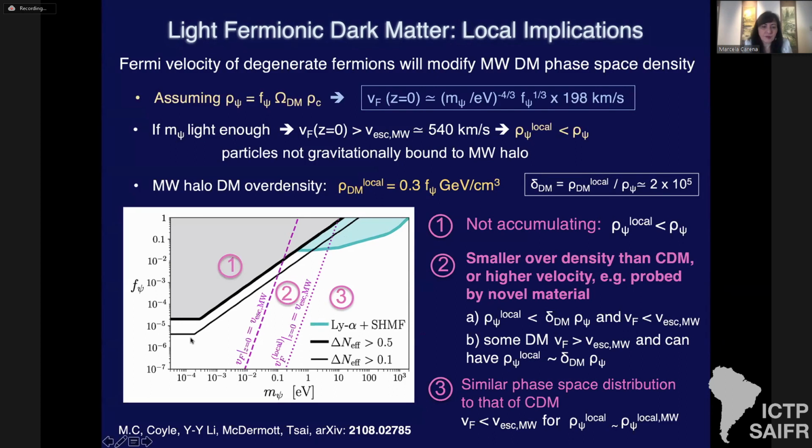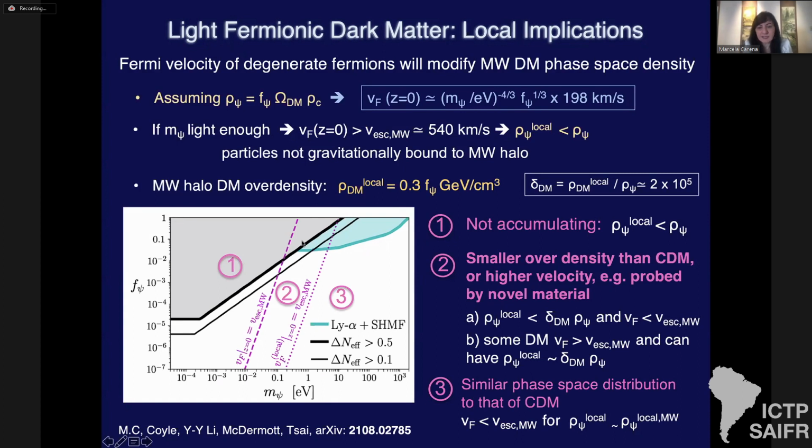And what we found is that in this area of parameter space, basically there's no accumulation, so they will just be larger than B escape, and the density would be very small, and so it's not an interesting area. In this area, the degenerate fermions will basically behave today, so basically local implications today will behave like cold dark matter.